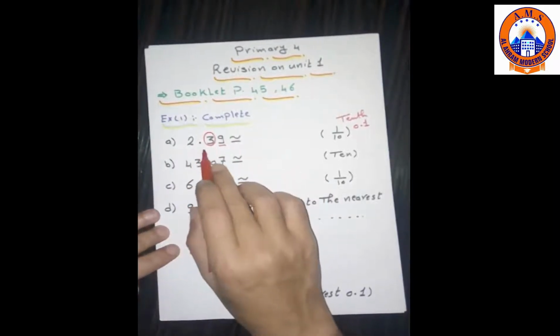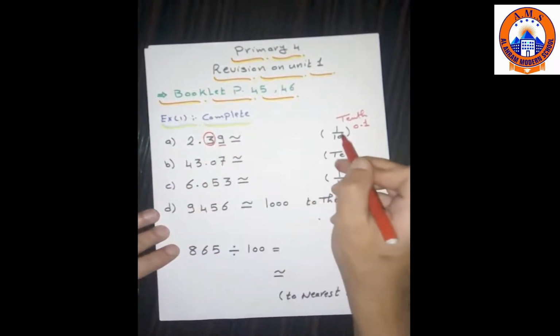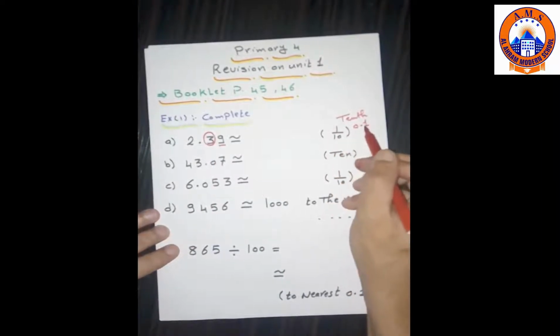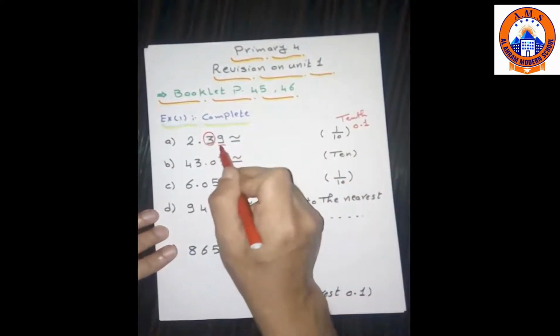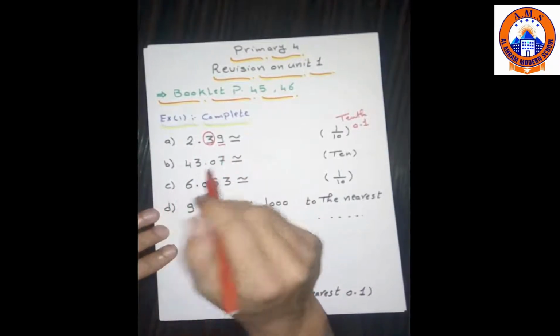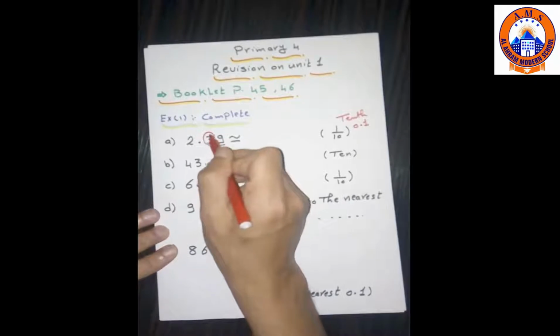We have the number 2.39 and we want to approximate it to the nearest tenth, which can be written as 0.1, or in letters as tenth. So we circle the tenth digit and underline the following digit, which is 9. The number 9 is a rich number, so it will increase the number 3 by 1.